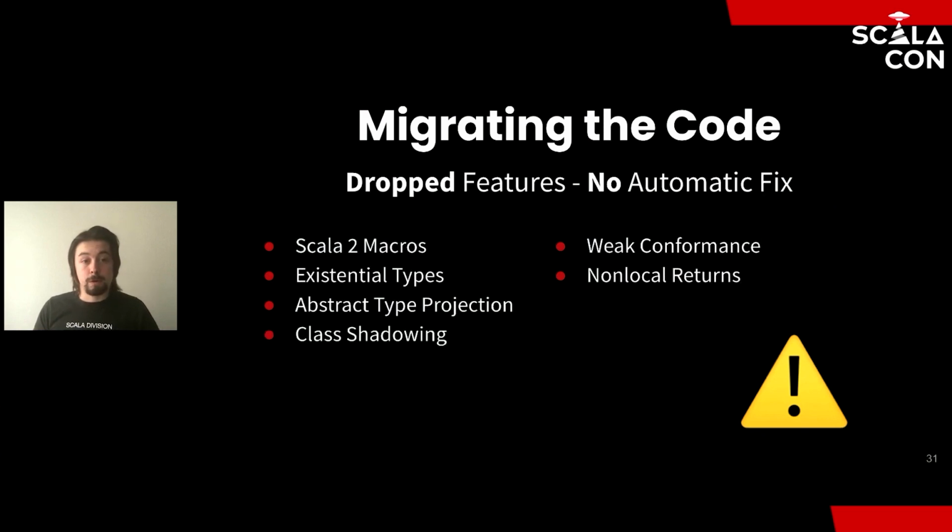Some other features that are dropped, but there are no automatic fixes or patches, are that you can't use Scala 2 macros, you can't call a Scala 2 macro, you can't use existential type syntax, and you can't call a library that uses existential types from Scala 2. And for example, there are some other things like abstract type projection that is no longer supported. So if you use these in your source code, you'll get a hard error, and you need to rewrite them in some other way, which I will show you how to do in a moment.